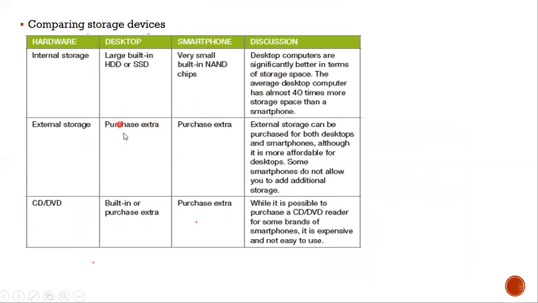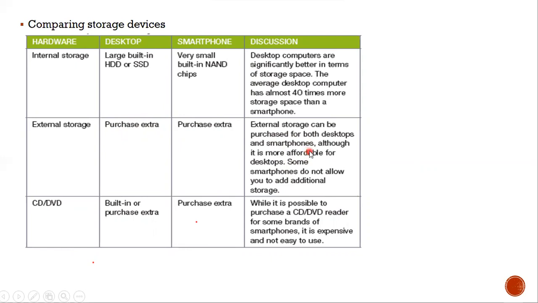For a desktop, you can also purchase external storage as well as for your smartphone. External storage can be purchased for both of them, the desktop and the smartphone, although it is more affordable for desktops. Some smartphones do not allow you to add additional storage. So it all depends on your smartphone.